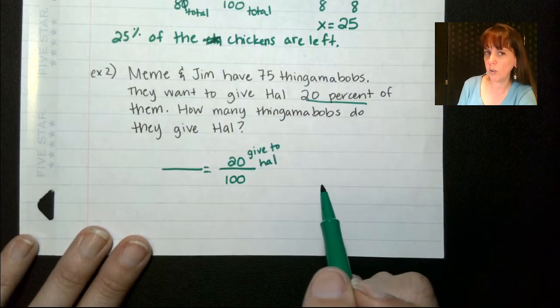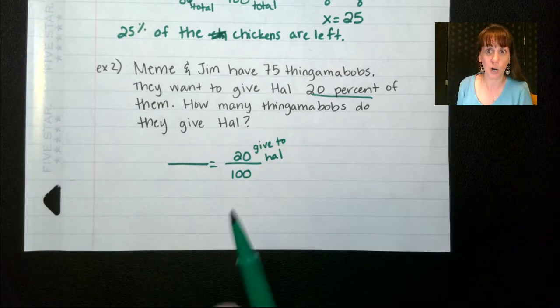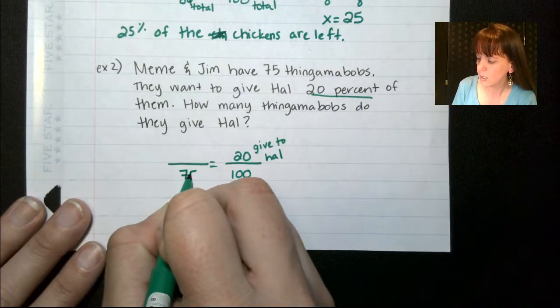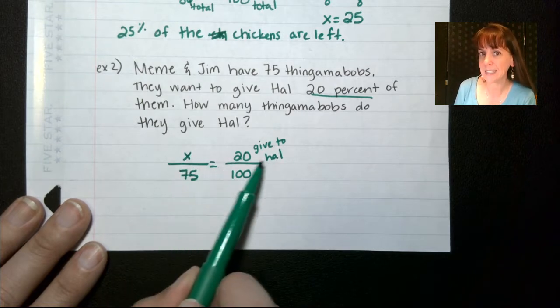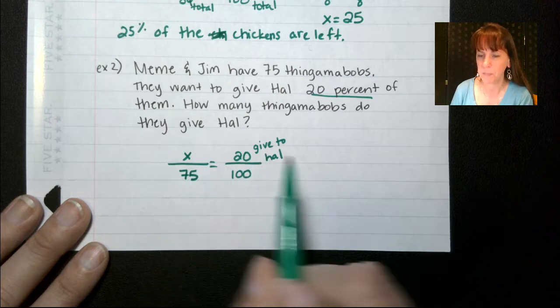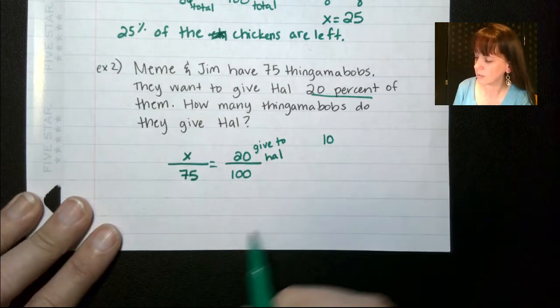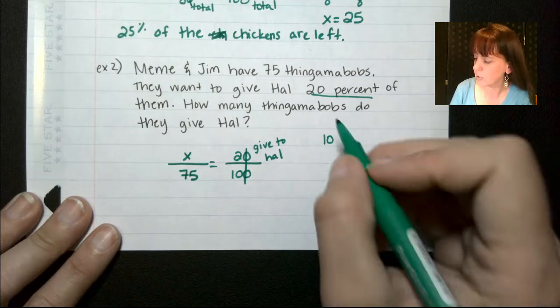Now, the other thing we have is 75. Is that our whole or is that our part? Well, they have 75 thingamabobs total, so that's our whole. So 75. If we put an x here, when we find x, that's going to represent how many they need to give to Hal, because that's the same thing that we're putting up here. So we have 100. Actually, let's make it easy. We're going to lob off our zeros. We could reduce further if you wanted to, but nah, that's right.